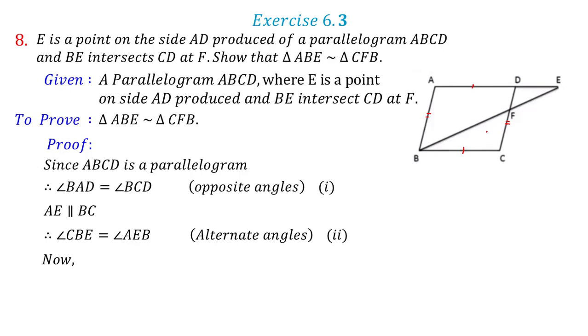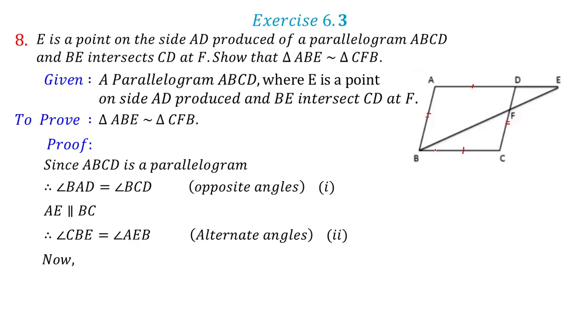Also the opposite angles are equal. So here we have to concentrate on ABE, and the condition given is that BE intersects CD at F. How did we get point E? E is a point on side AD produced of a parallelogram ABCD. So any distance we have taken and just joined it.